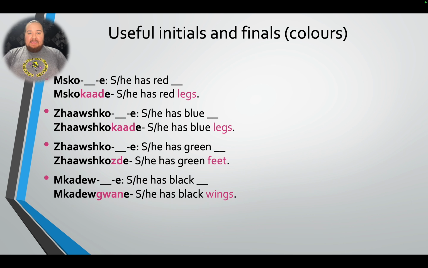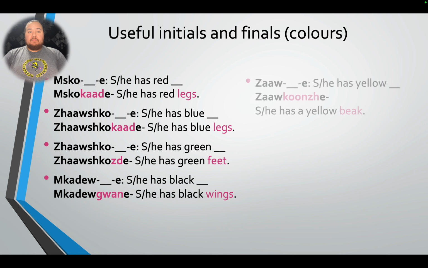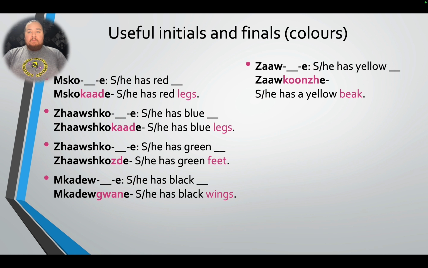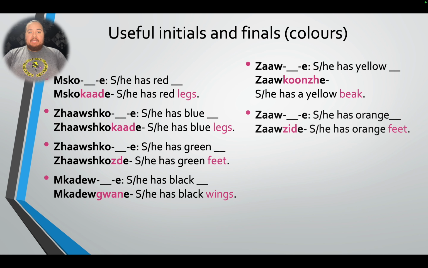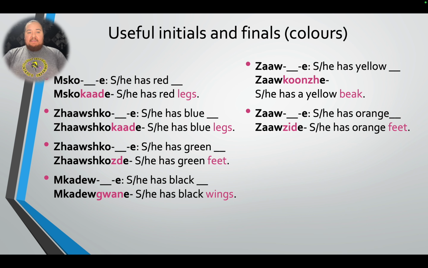Mkadel blank e, he has black whatever. Mkadel guane, he has black wings. Zhao blank e, Zhao konge, he has a yellow beak. Zhao blank e, she has orange. Zhao zide, she has orange feet.